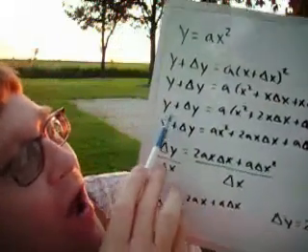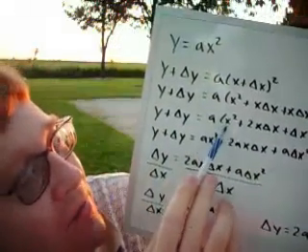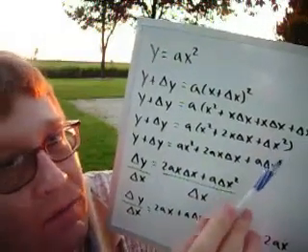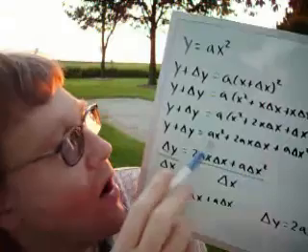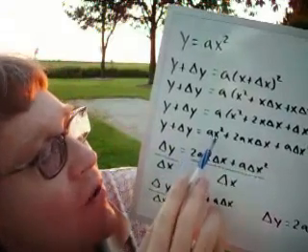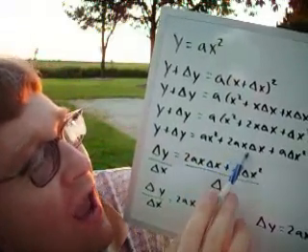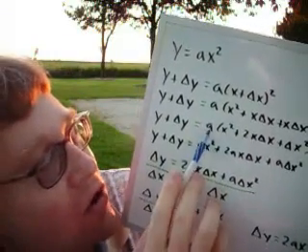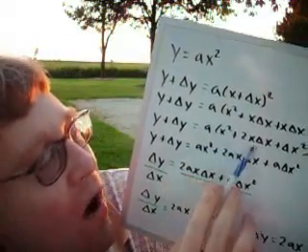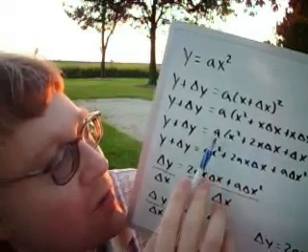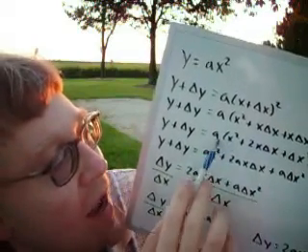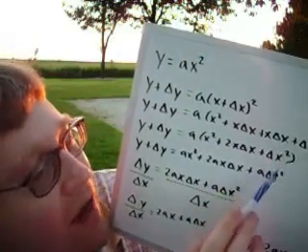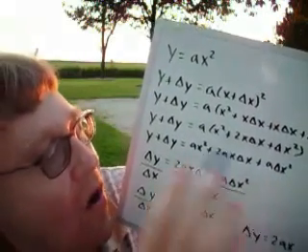Alright, so you have y plus delta y equaling a times x squared plus 2x delta x plus delta x squared. Ta-da! Alright, y plus delta y equaling ax squared plus 2ax delta x plus a delta x squared. Because we are distributing the a across every one of these terms. We've multiplied a times x squared to get this, a times 2x delta x to get this, and a times delta x squared to get that.